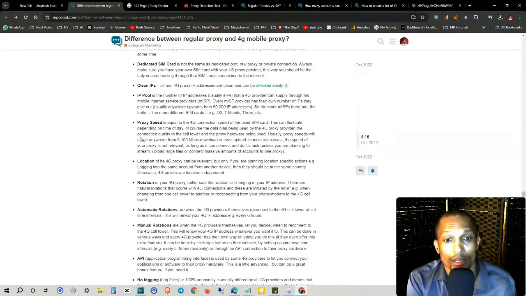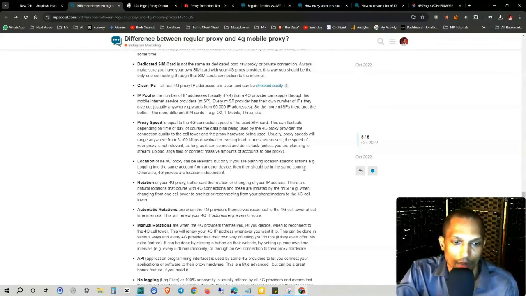Location of the 4G proxy can be relevant, but only if you're planning location-specific actions. For example, logging into the same account from another device, then they should be in the same country. Otherwise, 4G proxies are location independent.